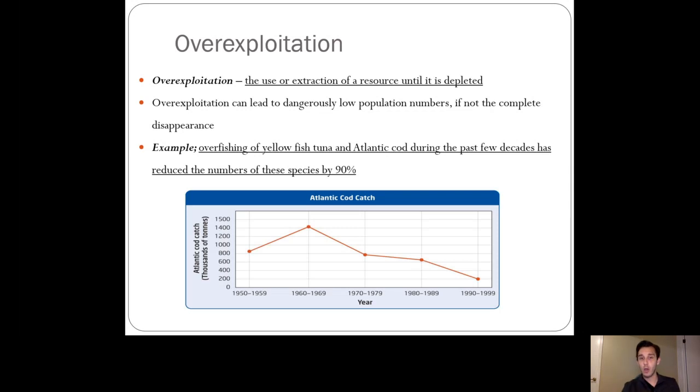And if you look at this graph, what you see is that over the last 50 years or so, the population of Atlantic cod has drastically decreased from 800,000 tons to now 200,000 tons, okay? That's because there aren't enough for us to catch. In 1950, we could have gone out and caught 800,000 tons of Atlantic cod. That's a lot, okay? Today, we cannot go out and catch that because there aren't enough fish for us to be able to catch 800,000 tons.